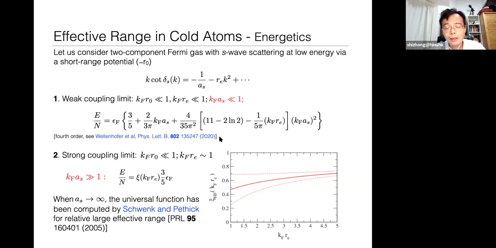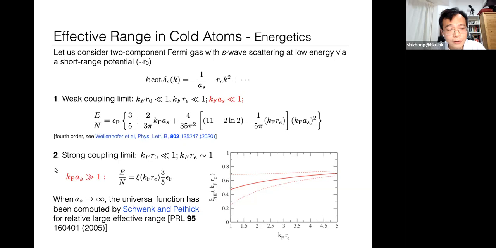Now, another limiting case where some calculation can be done is the strong coupling limit. In this case, again, we have k_F r_0 much less than 1, which again is a dilute system.